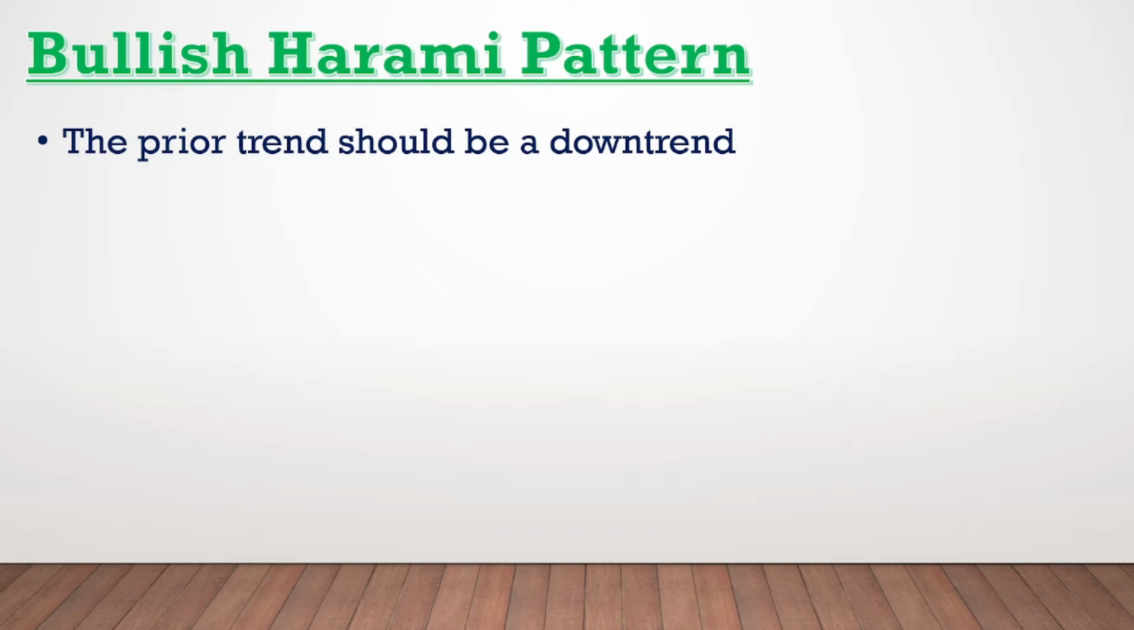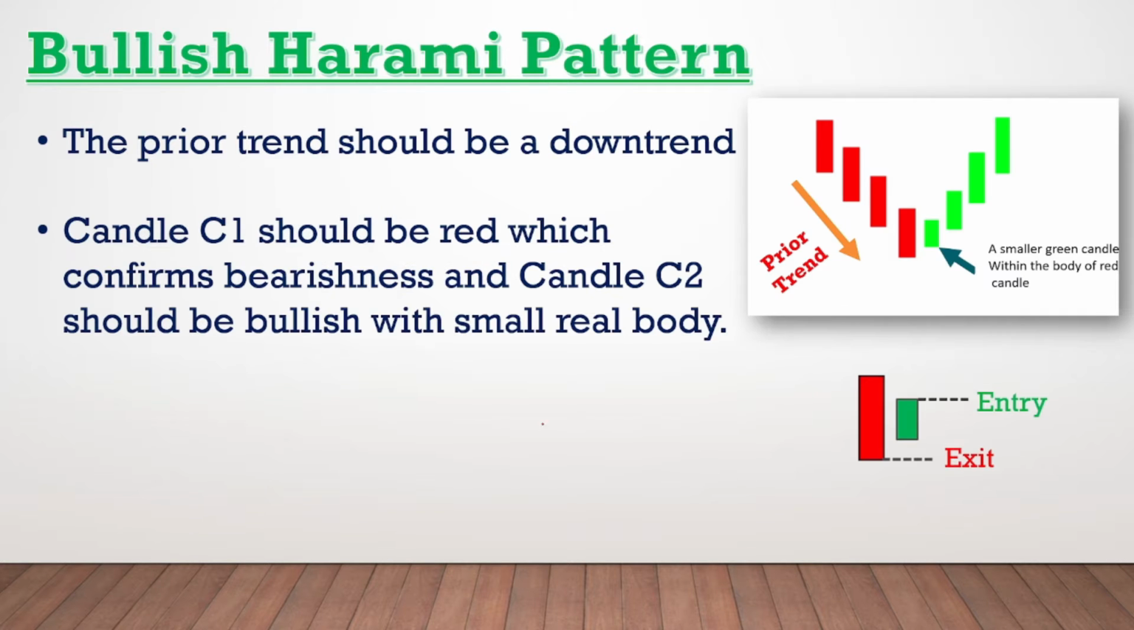So friends, to satisfy a bullish Harami pattern, the previous trend should be a downward trend. This is the first rule for a bullish Harami pattern. As we have discussed earlier, for a bullish Harami pattern, candle C1 should be a red candle which confirms the bearishness, and candle C2 should be a bullish candle with a small real body. Now let us understand this in detail. Since it's a bullish Harami pattern, the previous trend is clearly a downward trend.